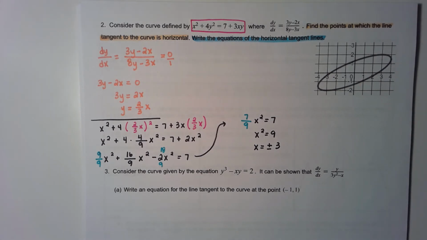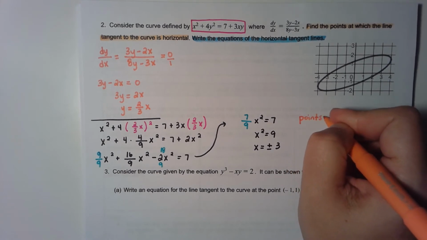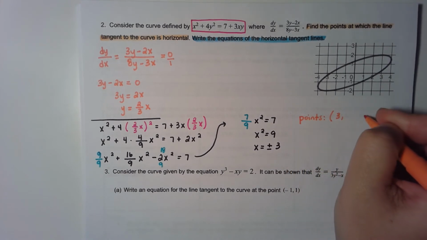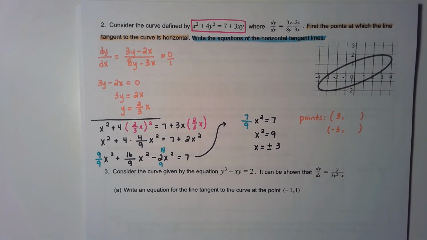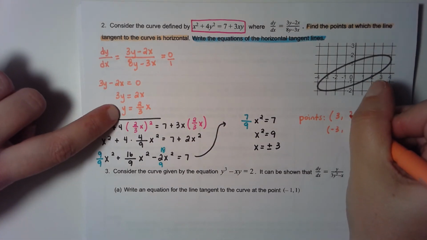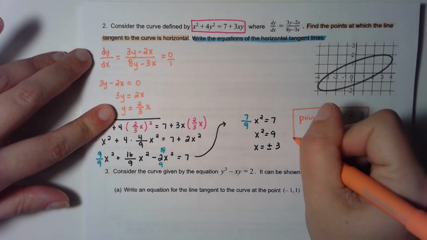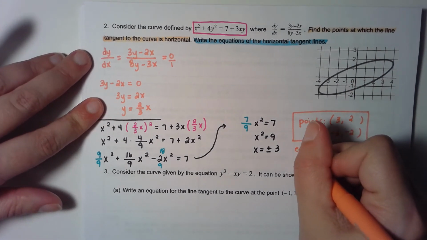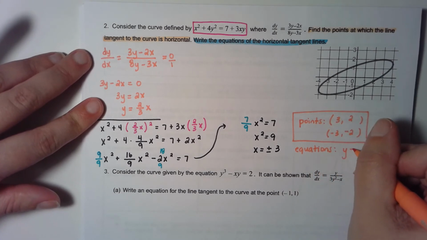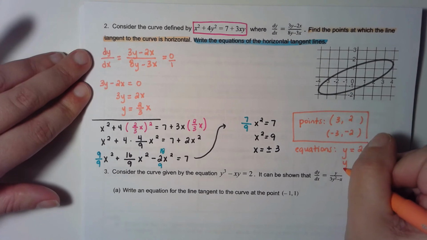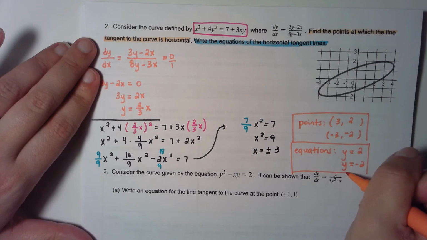Now, if I wanted to list my answers, my points are going to be two different points. The first point is when x is positive 3, and the second point is when x is negative 3. Again, I can find the y by substituting, so 2/3 times positive 3 is 2, 2/3 times negative 3 is negative 2. And then if I want to write the equations of my horizontal tangent lines, these are both going to be lines that say y equals. In the first case, it's positive 2, and in the second case, it's negative 2. I'm just getting those y values from the ordered pairs here.